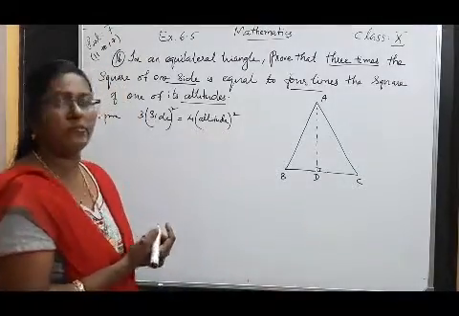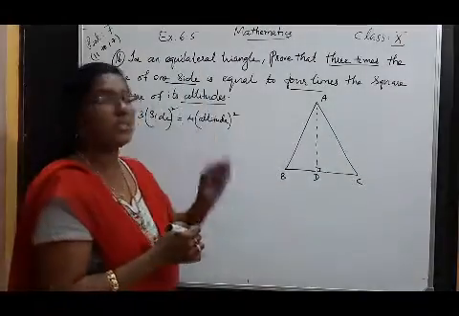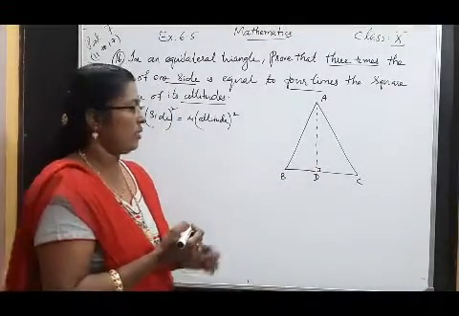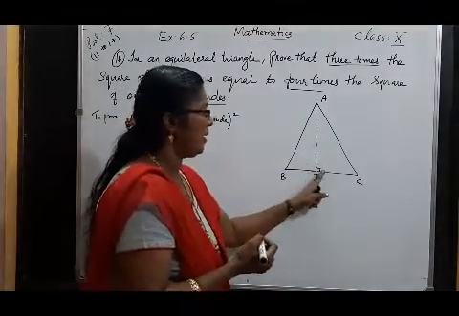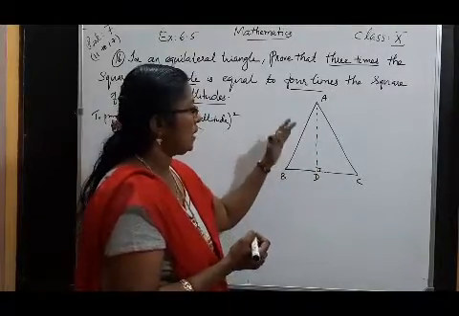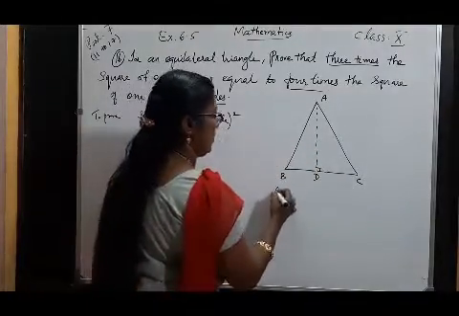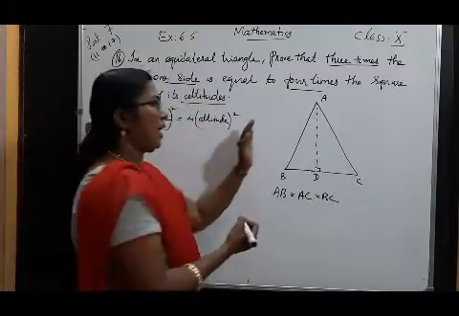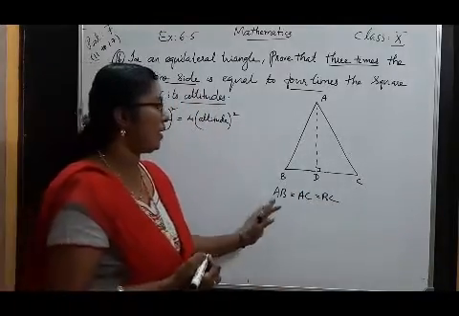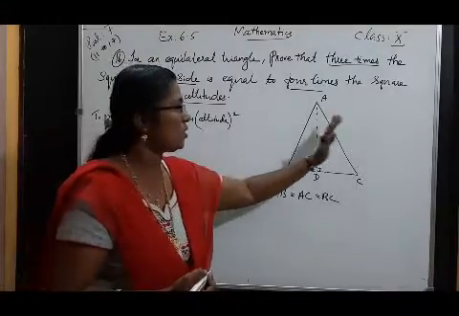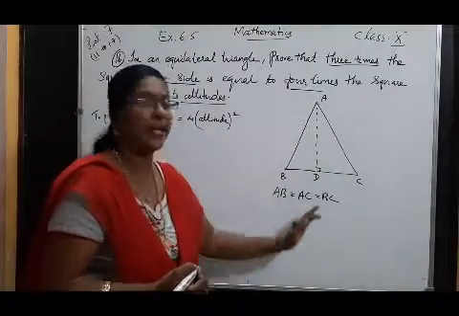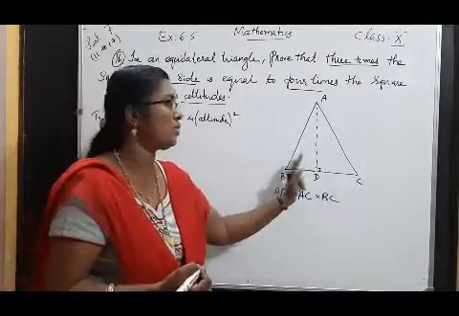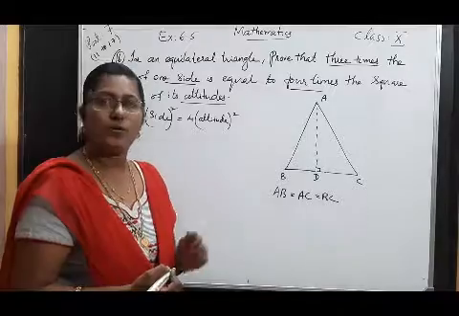In the previous section we proved the equilateral triangle. Each triangle is congruent because this is 90 degrees and the hypotenuses AB, AC and BC are also equal. Three sides are equal: AB equal AC equal BC. So these two sides are equal and AD is common. So we can conclude by RHS congruency these two triangles are congruent.